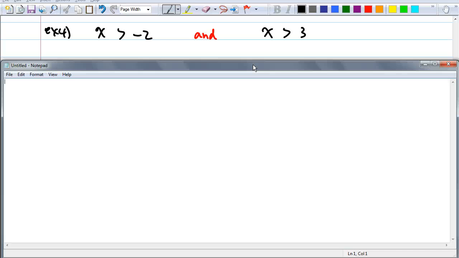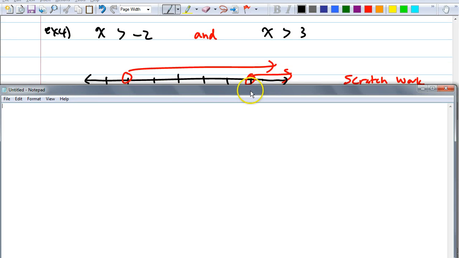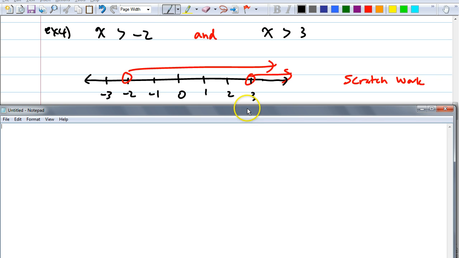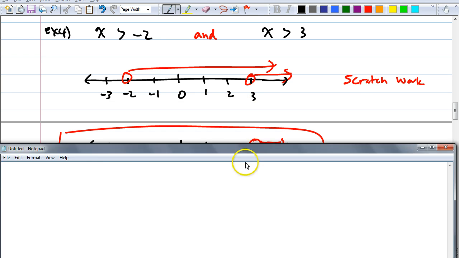Kyle, what would this look like? First of all, did you do the scratch work right here? Yeah. So the same as before. So then what would our final answer be? All real numbers greater than 3. Correct. How many people agree?